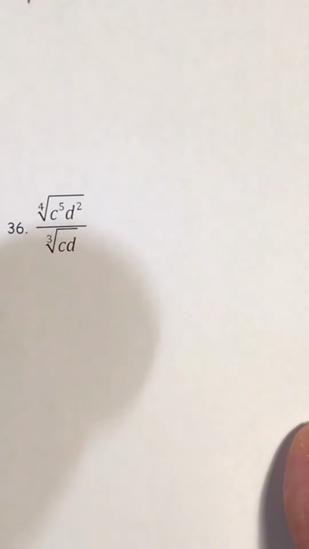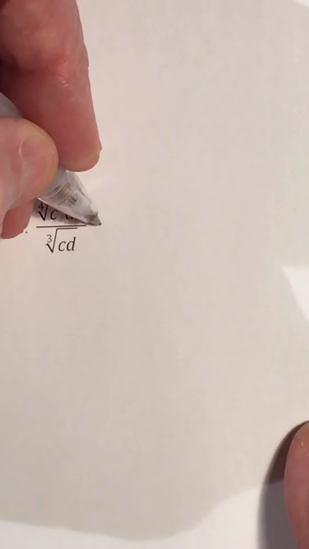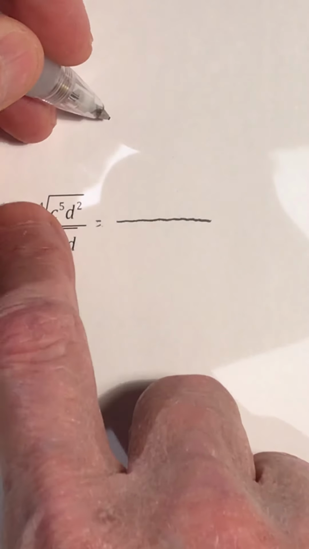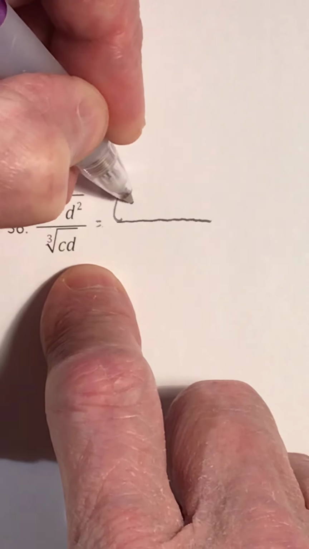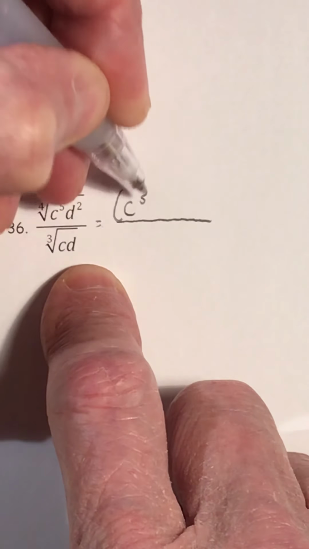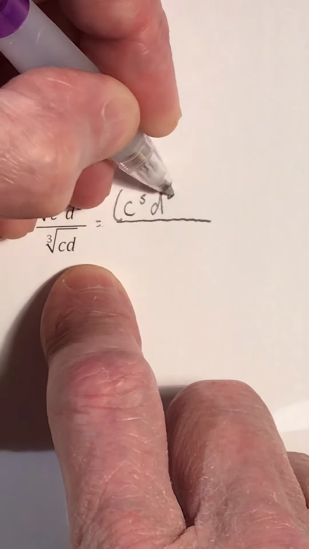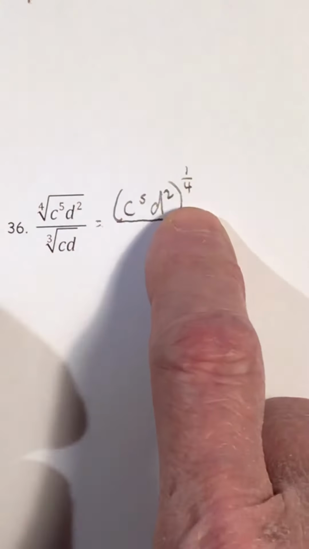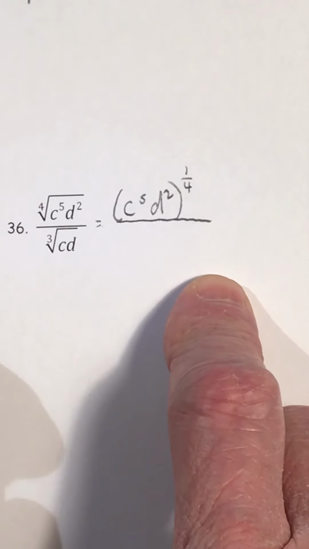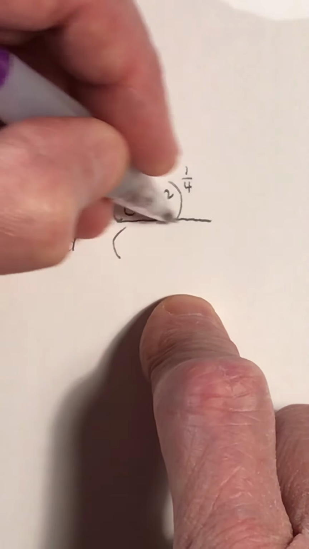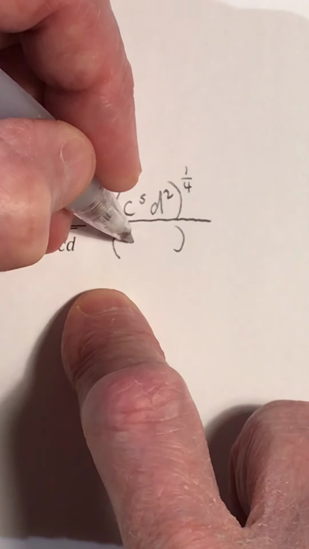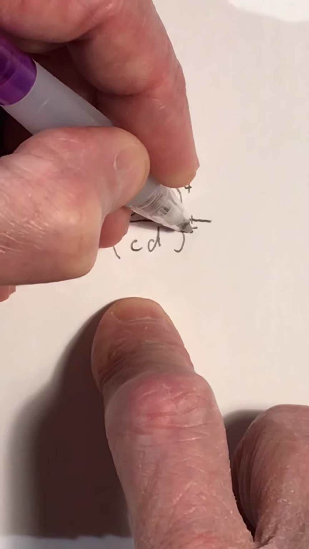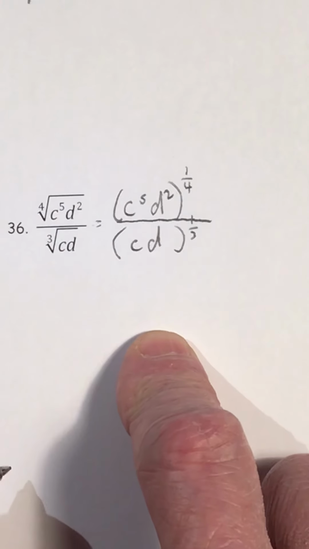So what I'm going to do first is rewrite this. Instead of 4th root, I'm going to put the c to the 5th d squared in parentheses and say that's the same as exponent 1/4. And for the bottom, it's just cd in there. Cube root is the same as 1/3 power.